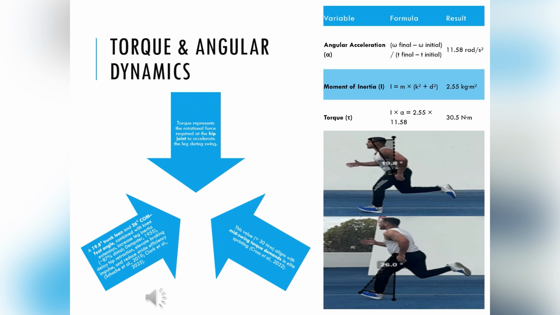The torque of the hip during the swing phase was determined by the product of the moment of inertia and angular acceleration, which derived 30.5 newton-meters. The athlete's hip torque demand aligns with the levels typically required during mid-swing phase acceleration and elite sprinting, according to Cross and colleagues in 2022.